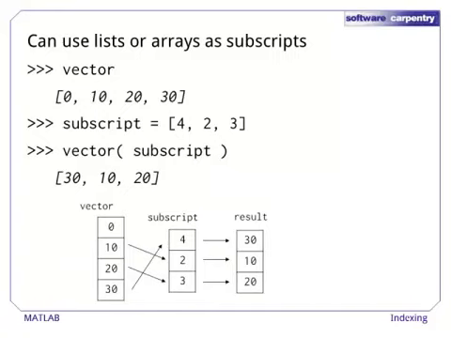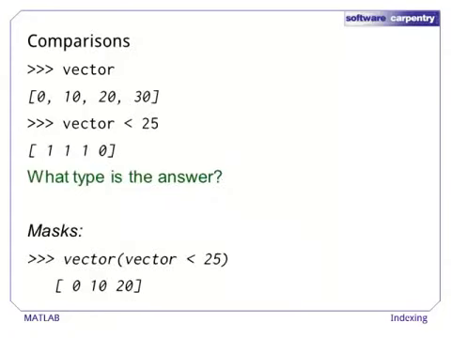To perform more sophisticated indexing operations, we can use an array as a set of subscripts. For example, here's our 4-element vector again, and a list with 3 legal subscripts 4, 2, and 3. The expression vector(subscript) gives a new array whose elements are selected from vector as you'd expect. Arrays can also be used in comparisons. When we use the result of a comparison in an index, we only get those values that satisfy the condition.